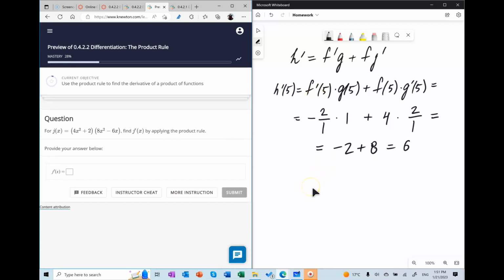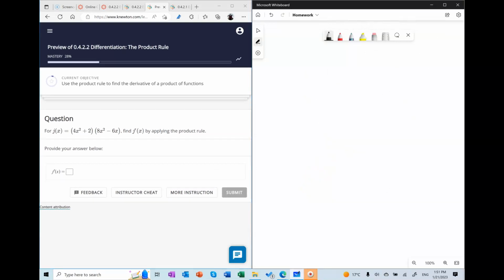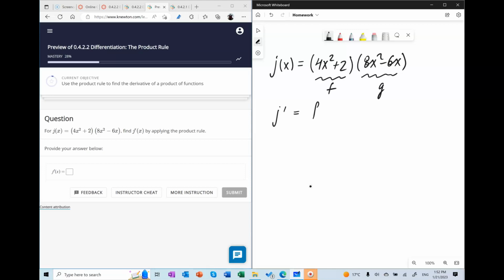And this is something that you would normally expect to be a standard product rule problem in calculus. So we have a function, and its derivative will be equal to, and let me show you here how to actually organize your work. So here's our function, defined as a product of two functions. You can identify this factor as f and this factor as g. So by the product rule, we know that the derivative of j is f prime g plus f g prime.